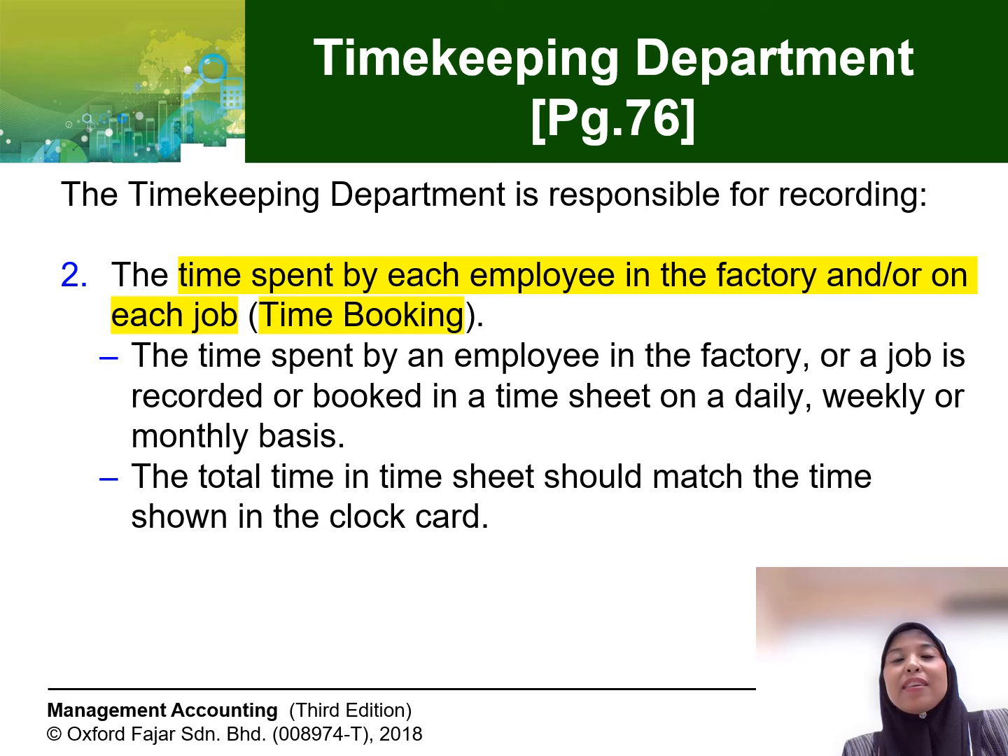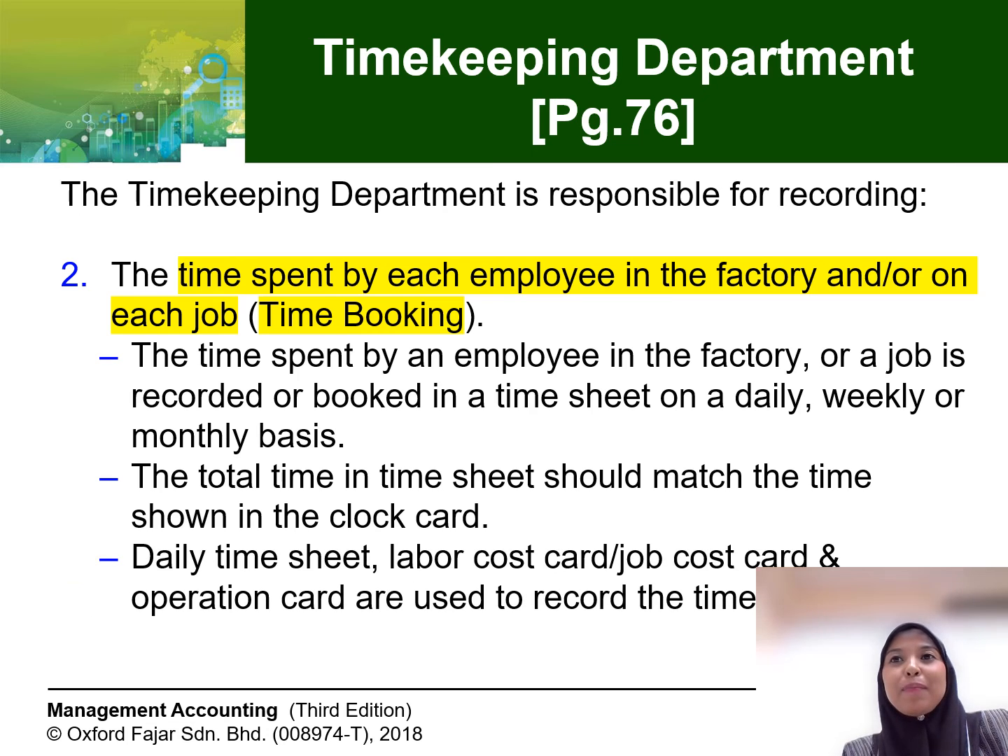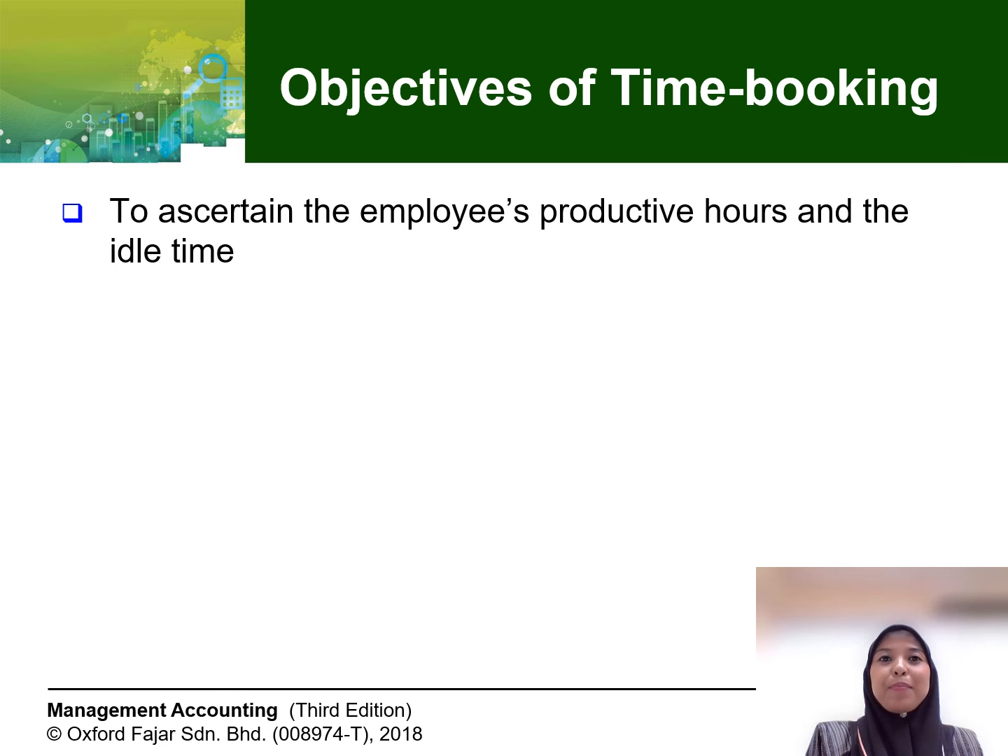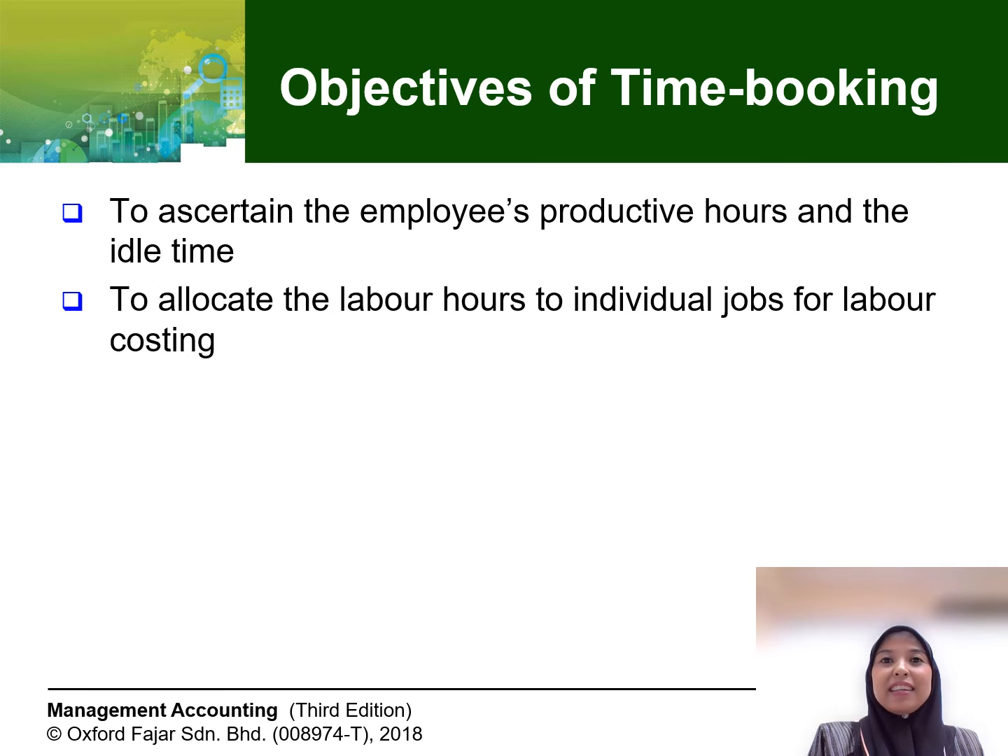So it is the responsibility of the timekeeping department to record the time spent by each employee in the factory or on each job. The objectives of time booking are as follows. Number 1, to ascertain the employee's productive hours and idle time. Number 2, to allocate the labor hours to individual jobs for labor costing.